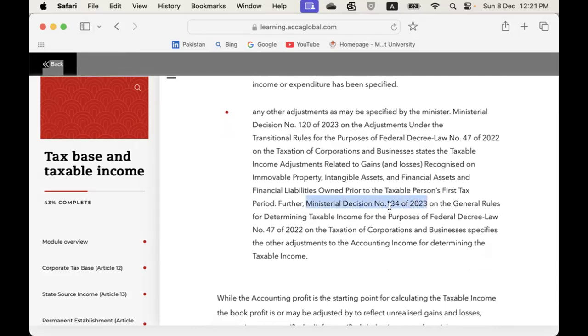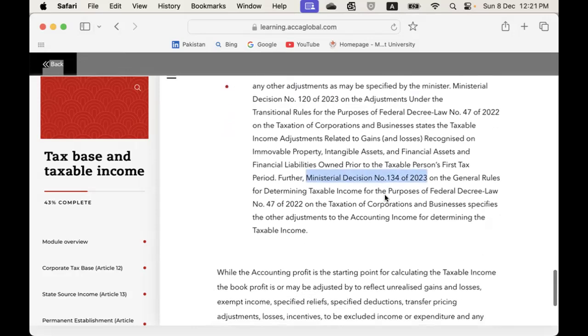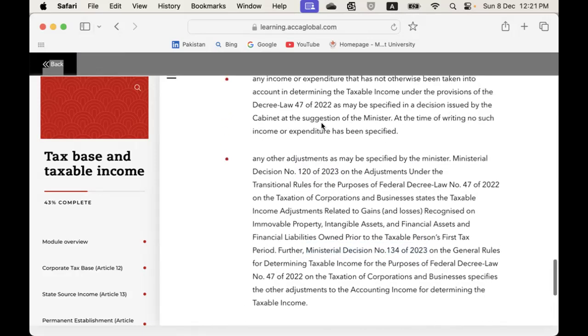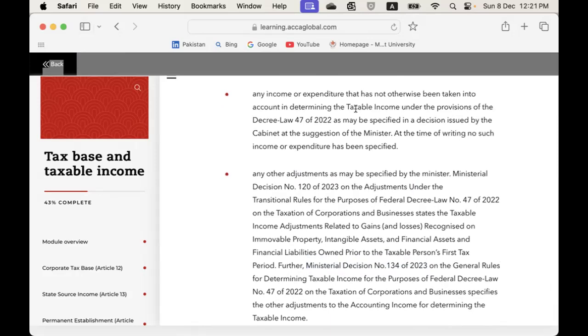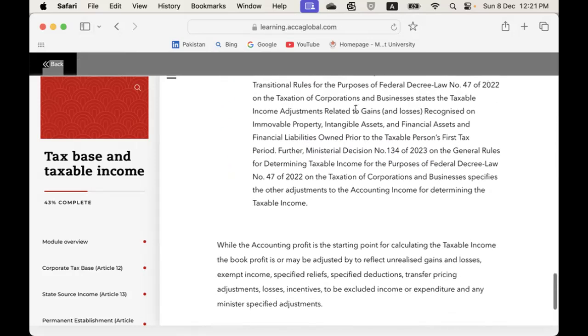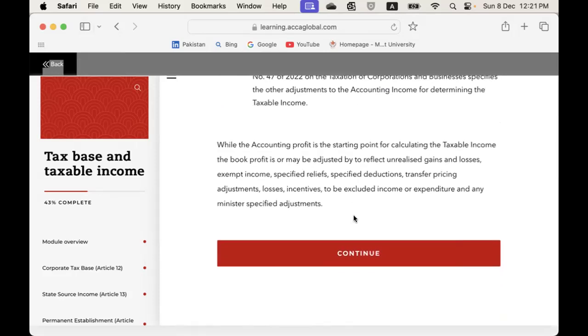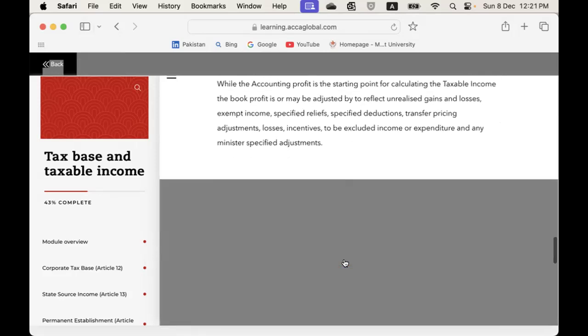This contains very detailed guidance on what different adjustments, what different treatments need to be made for determination of the taxable income. But in short, what I'm telling you is that once you have done these adjustments related to unrealized gains and losses or disallowed expenditure and all that, bottom line, you will reach the taxable income. And on that, you will apply the tax rates.